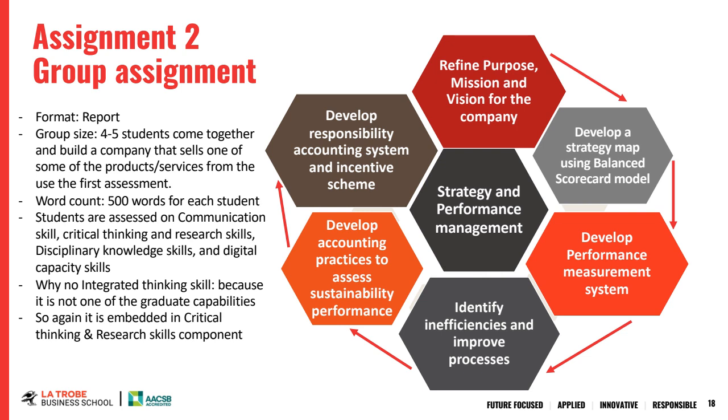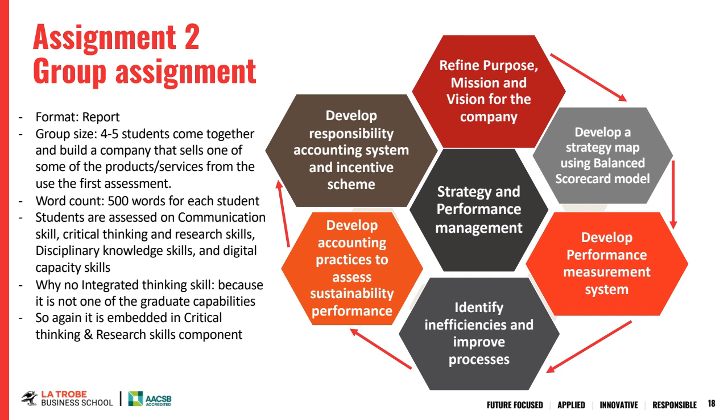Then they have to develop the accounting practice to assess the sustainability performance. Because remember, in the first assignment, they have to talk about how their products improve or impact sustainability. And they have to talk about what accounting practice they use in order to improve the sustainability performance of their organization. And of course, identifying inefficiency and improving processes to remove waste can also be part of the sustainability operation. And then they have to develop the responsibility accounting system and incentive system in order to motivate people to achieve the strategic goals.